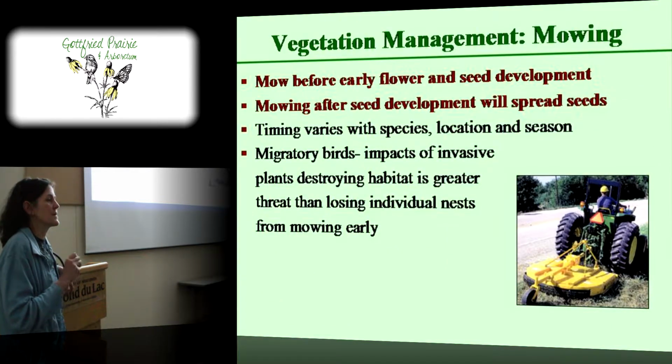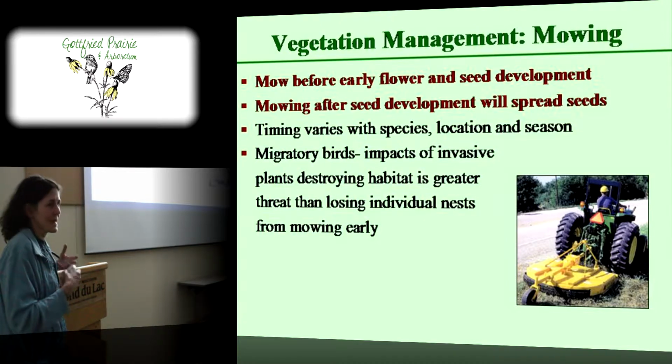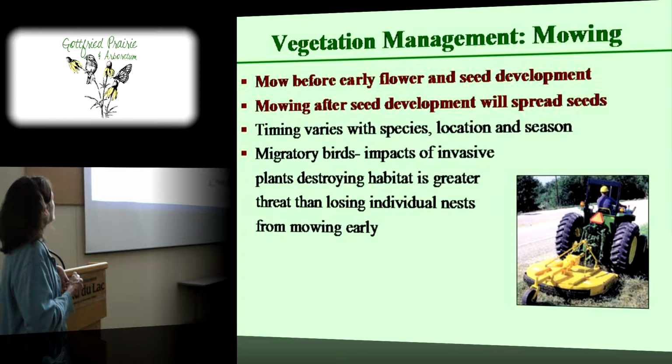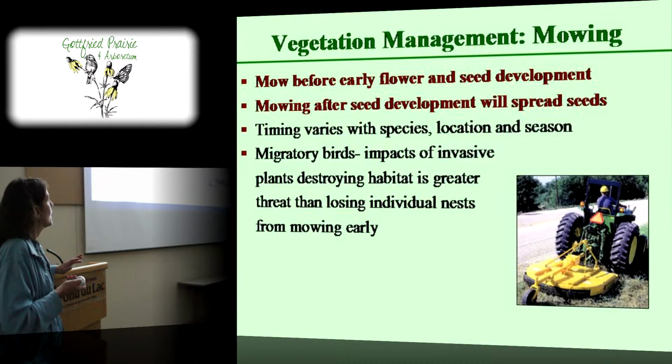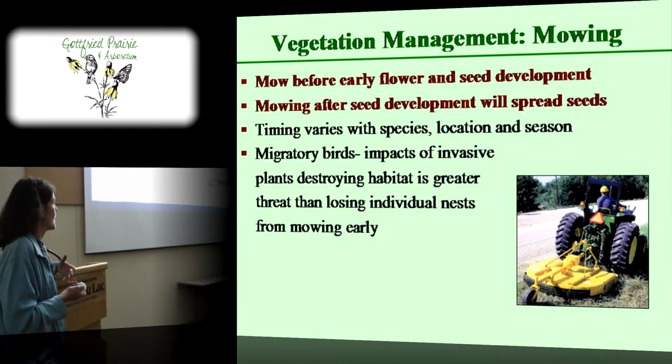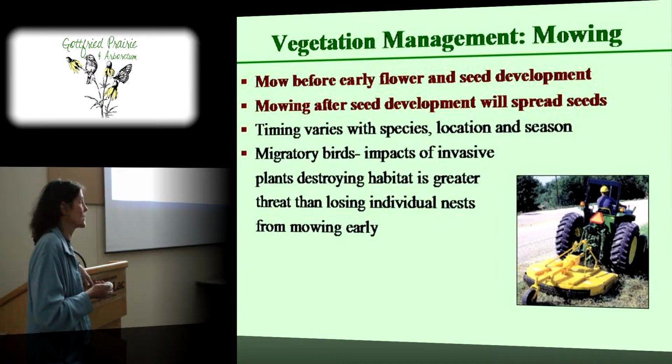So mowing is the other big one that I wanted to mention. Again, I try to drill this into the heads of people who are working on roadsides: mow in the early flowering stage and before seeds start developing. If you mow too late, you will spread them. And the timing is going to vary a lot from location to location, with every species and with seasons. This year, everything's going to be early. And so any charts that we've made to encourage people to mow at particular times are all off for this year.